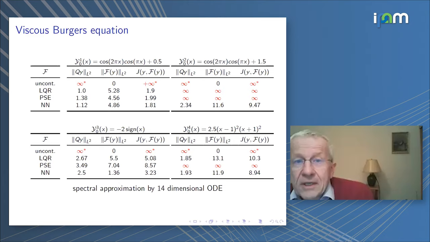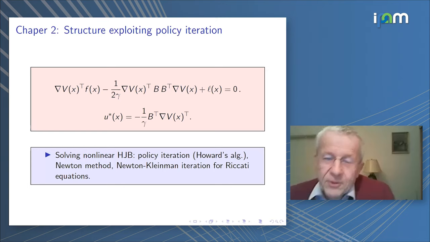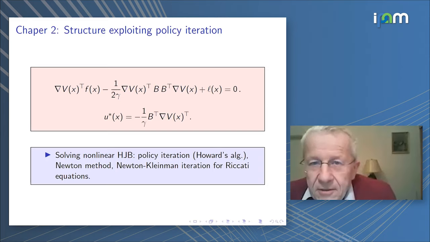Okay, so that's the end of chapter one, which was on training the feedback functions by neural networks. Another approach that we followed with D. Kalise, who is in the audience, is some structure-exploiting policy iteration. I start for convenience by recalling the equation we are interested in.